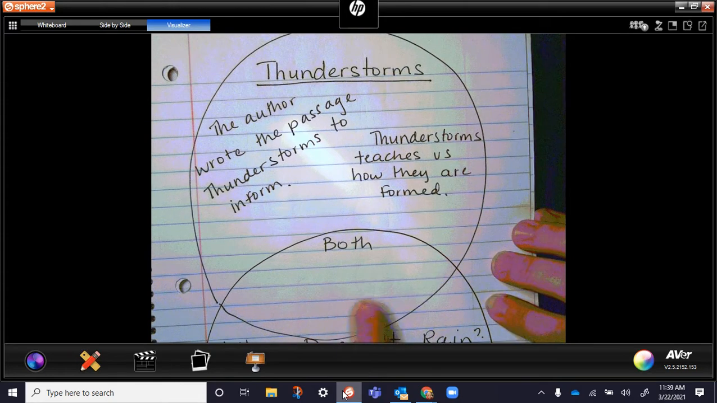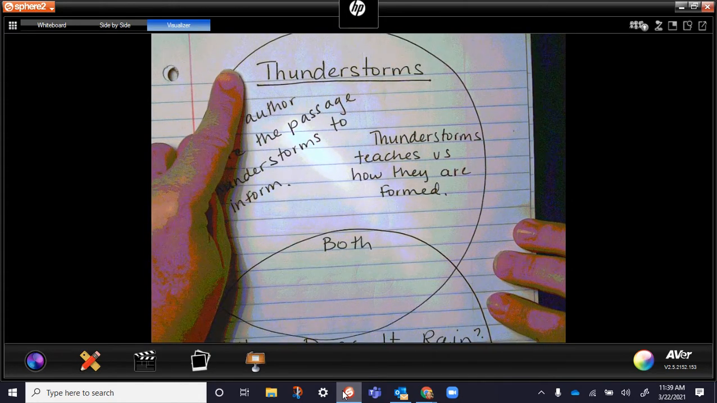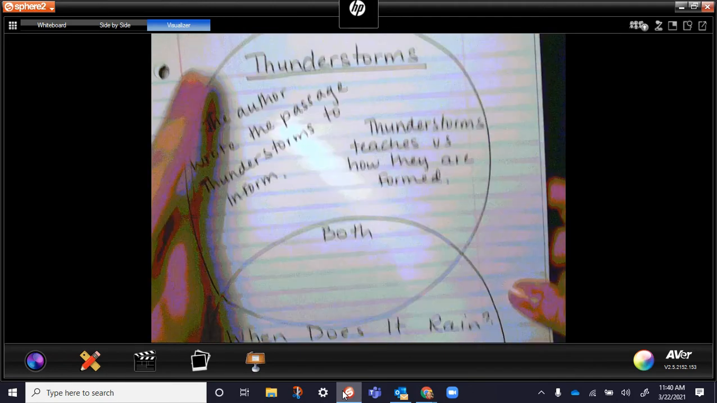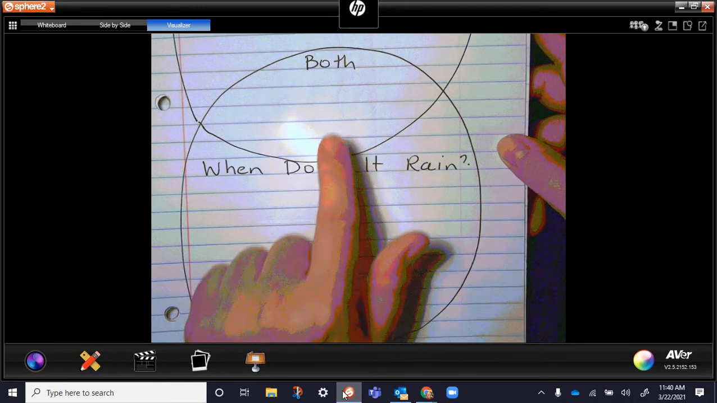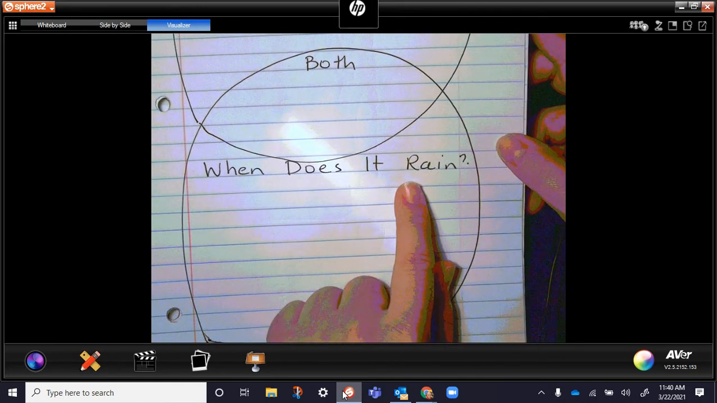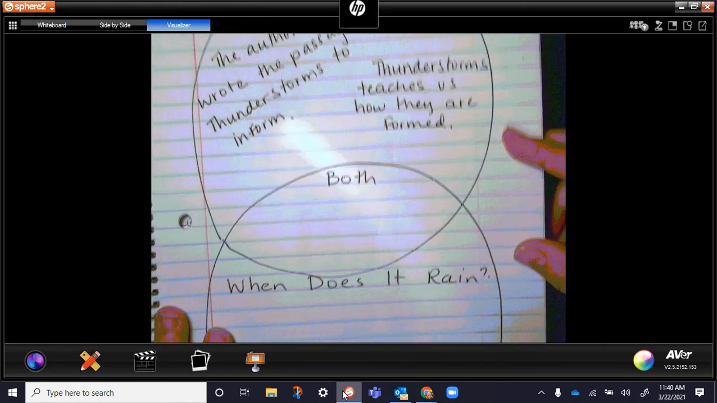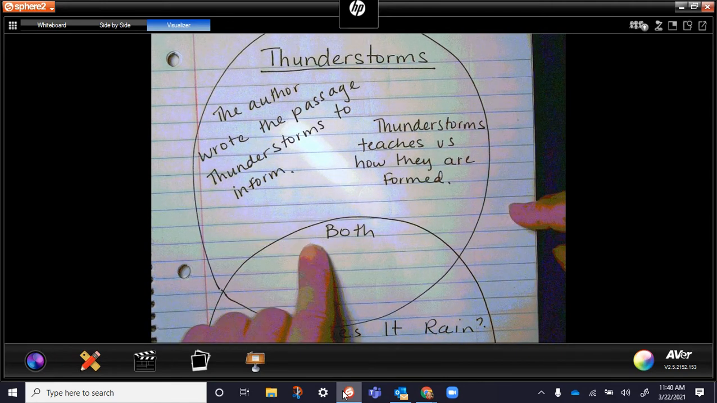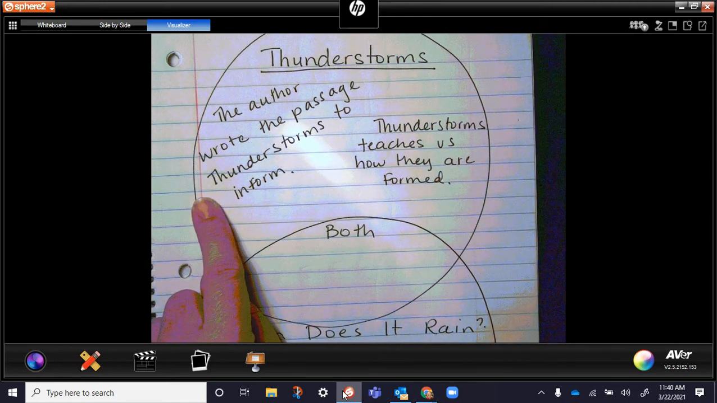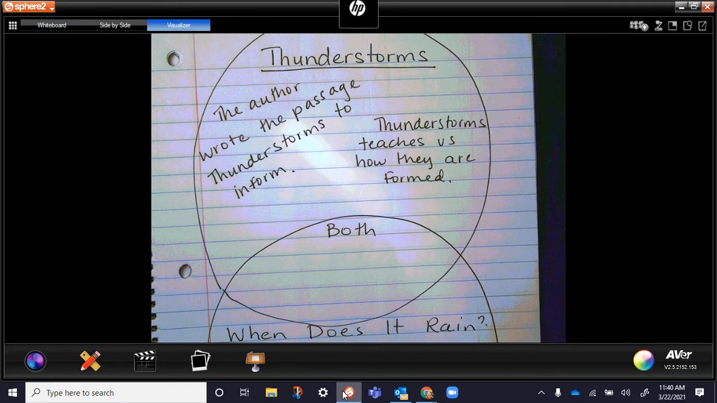So at the top, we made a big circle all the way around and titled that Thunderstorms for the first passage. And then we made a second one, we overlapped it to make that Venn diagram. And this one is called When Does It Rain? It's going to be passage 2. And then in the middle, we're going to talk about both. So here, we are talking about why the author wrote this passage. So we said it was to inform. It's all about thunderstorms, so they're informing us about thunderstorms. And then it's teaching us how they were formed.